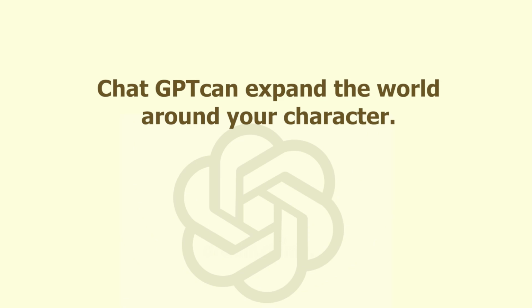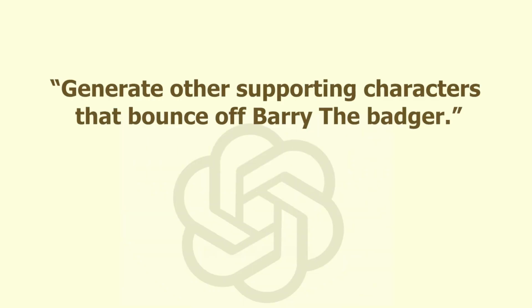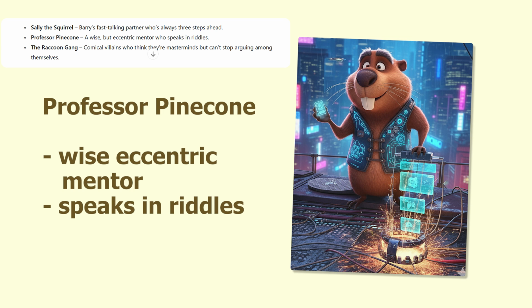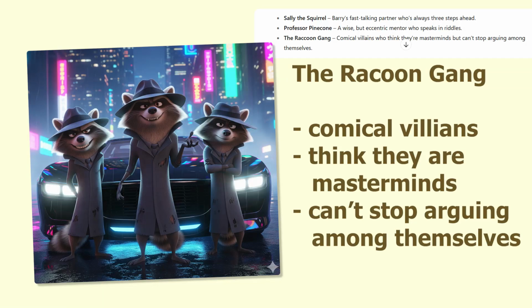Once you've got Barry, ChatGPT can expand the world around him, and hey, you could ask for exactly that. Generate other supporting characters that bounce off Barry the Badger. The results? Sally the Squirrel, Barry's fast-talking partner who's always 3 steps ahead. Professor Pinecone, a wise but eccentric mentor who speaks in riddles. The Raccoon Gang, comical villains who think they are masterminds but can't stop arguing among themselves. See how quickly this becomes a cast? ChatGPT helps you balance personalities so your story feels alive.